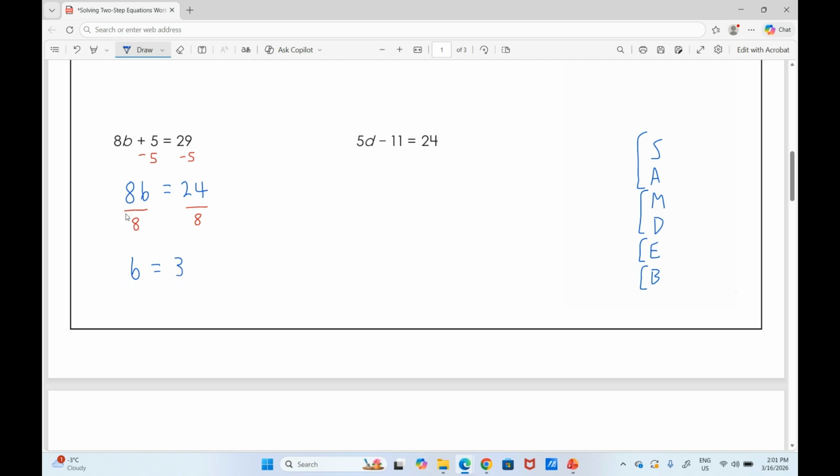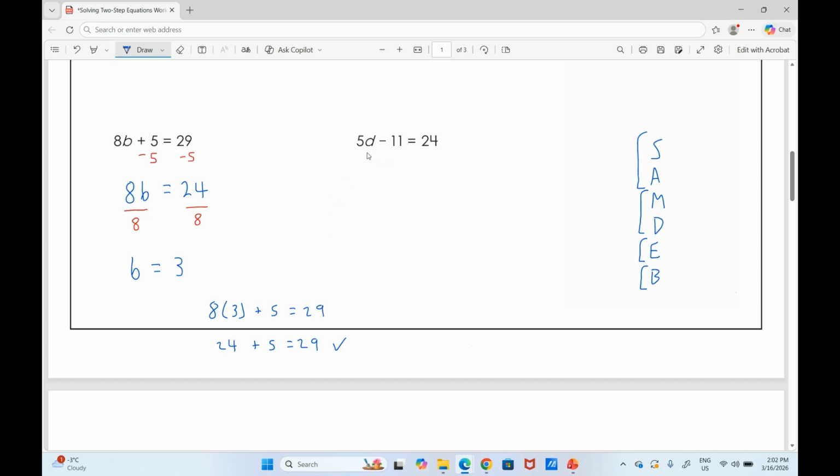How do I know? Well, I can check my work, right? If I wanted to check my work, I can replace b with 3 and let's see if I get 29 from this. So 8 times 3 is 24, and then I have 24 plus 5. Does 24 plus 5 get me 29? Yes. So I know that b equals 3 is the correct answer. Now, you don't always have to check your work, but sometimes it's a good habit, in case you're not sure about the work or steps that you took.